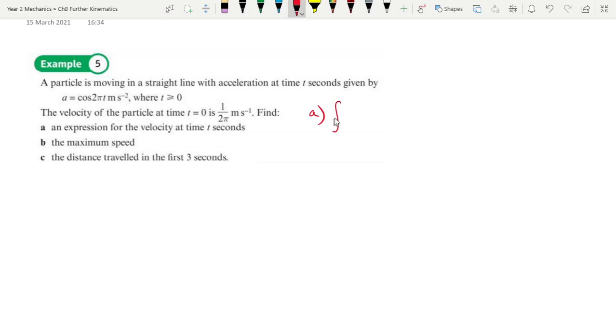So we need to integrate the acceleration with respect to time, and that will give us the velocity. So we're going to integrate cos 2 pi t dt. When I integrate cos, I get sine, so I'll get sine 2 pi t. But if you remember from when we've done integration previously, I also need to divide by the differential of this bit here. So I need to divide by 2 pi. So I'm going to get 1 over 2 pi in front of it there, and then plus c. And that is my velocity.